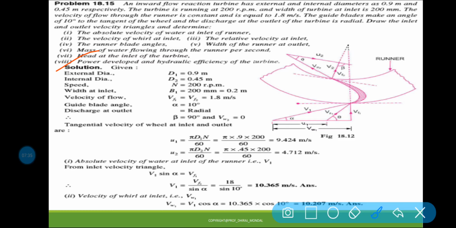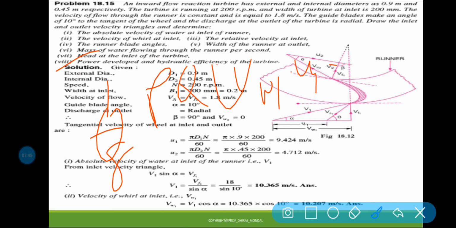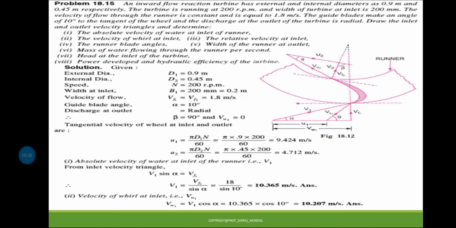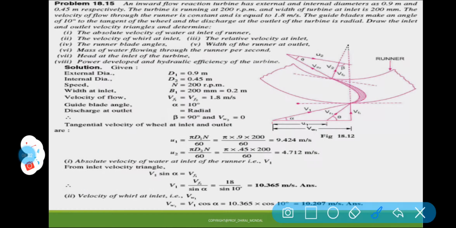Okay, next, power developed and hydraulic efficiency of the turbine. You know that for power developed, it is your mass flow rate: rho Q into VW1 U1 plus minus VW2 U2, divided by 1000, so you will get it in terms of kilowatts. And hydraulic efficiency, you know, is output by input. This is your output, and input is your kinetic energy, half m V square.